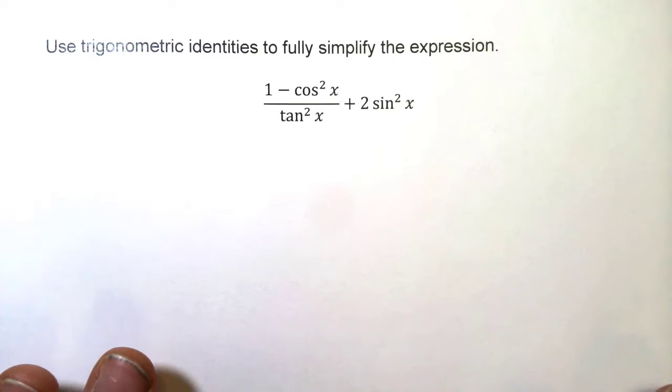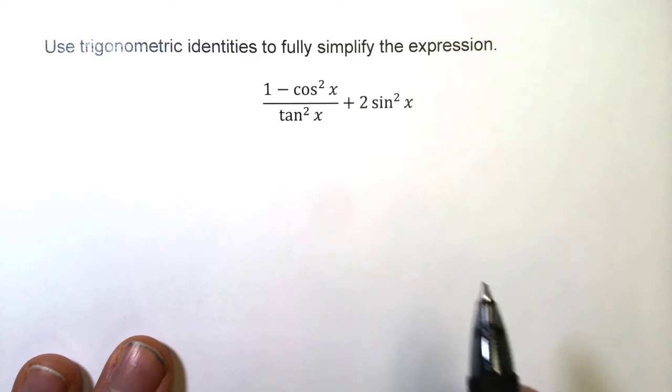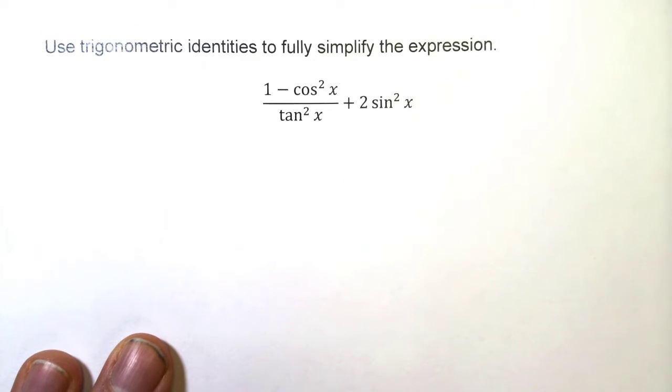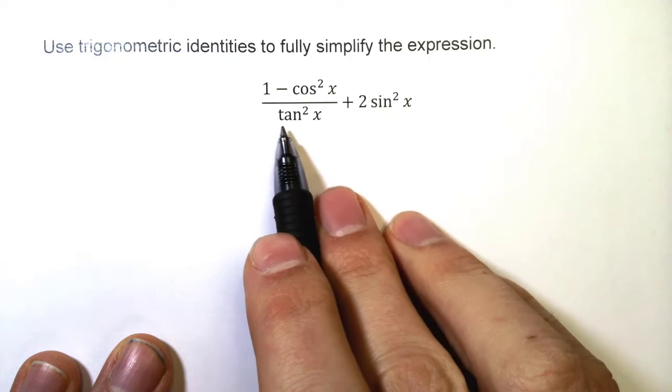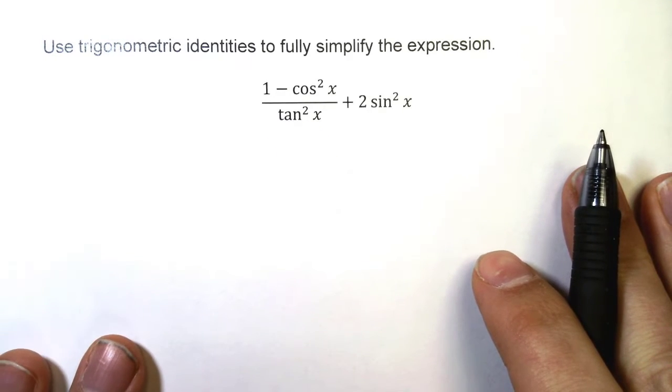All right, the last problem we'll look at. A lot going on here. Not sure what I can do. Let's see. One thing you can always try is writing everything in terms of sine and cosine. So you see this tangent in the bottom? Let's see if we can write that in terms of sine and cosine.